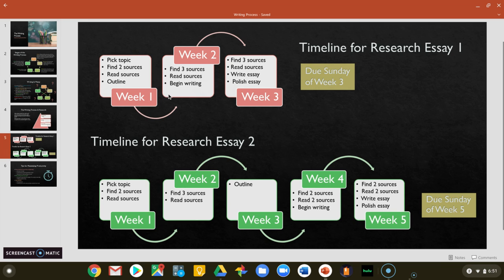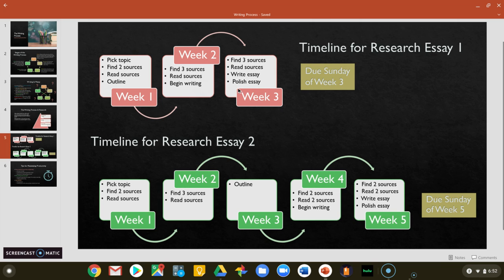So then in week 2, you're going to move out of the inventing stage for both papers, and you're going to continue to find sources. You're continuing to do research. You're reading your sources, so you're continuing to work on the outline in a sense. With the addition that for the first research paper, you're going to actually start working on the draft of your paper in week 2.